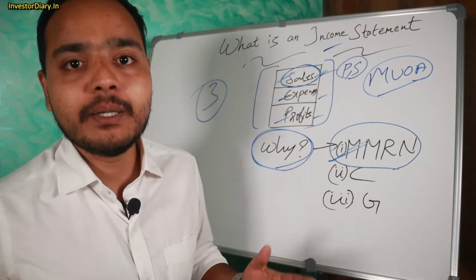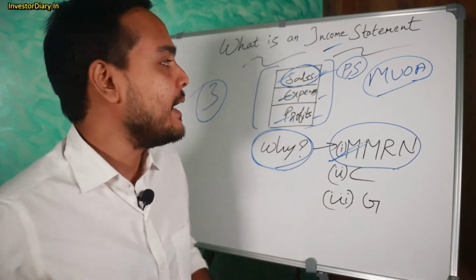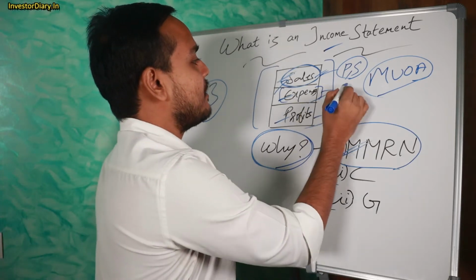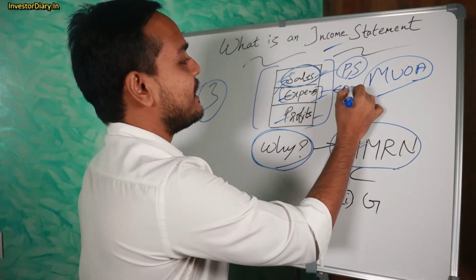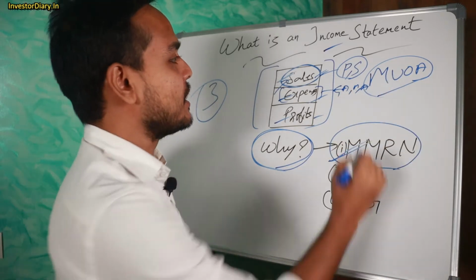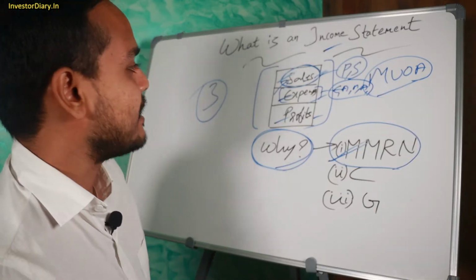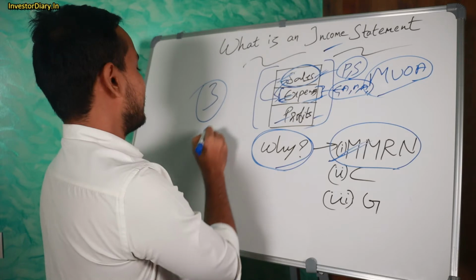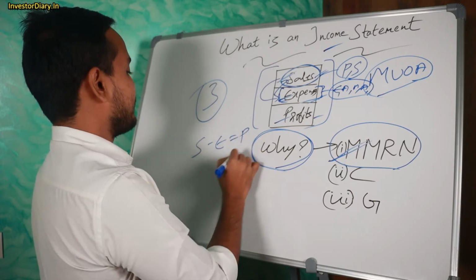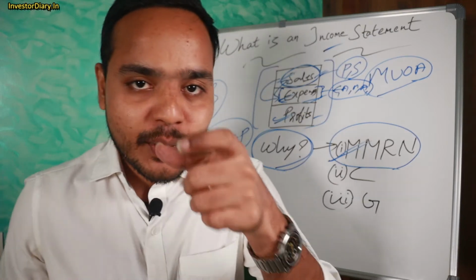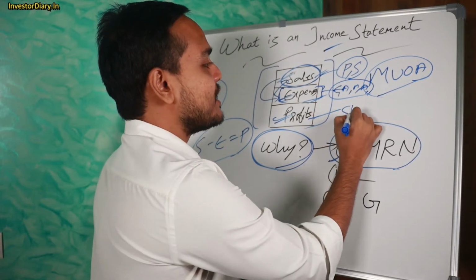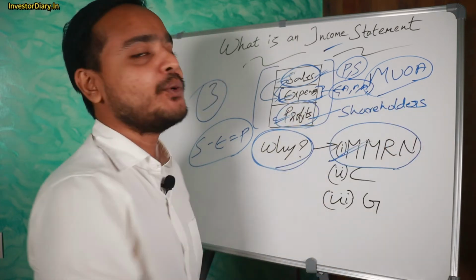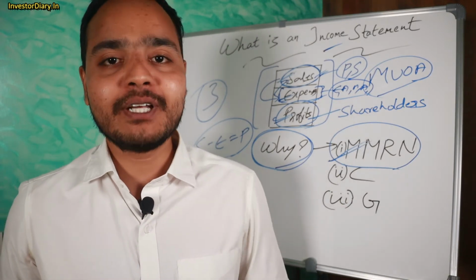Now what are expenses? Obviously the bills, the expenses, the cost incurred by a company to generate these sales. Some of the examples are employee expenses, advertisement, marketing, administration expenses, tax expense. There are so many expenses a business has to incur. Now sales minus expenses is equal to profits. So this is the residual amount that belongs to the shareholders of the company. So net profit is the residual amount that belongs to the shareholders of the company.